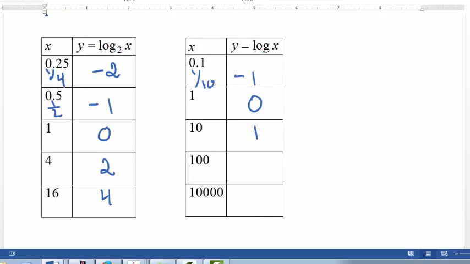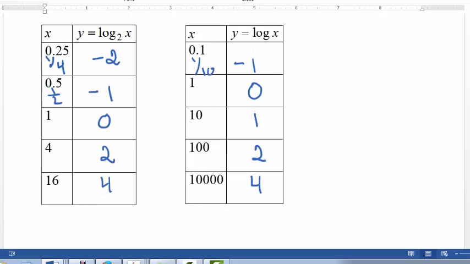And then here, what is log of 100? Well, 10 to the second power gives you 100. And then what is log of 10,000? Well, 10 to the fourth power will give you 10,000, right? With 10, it's fairly straightforward. You just count how many zeros there are, right? So it's a 1 with 4 zeros, so it's going to be 4. If it was a 1 with 8 zeros, it would be 8, so on and so forth. Okay, so there's your tables, and then of course you can just graph these.